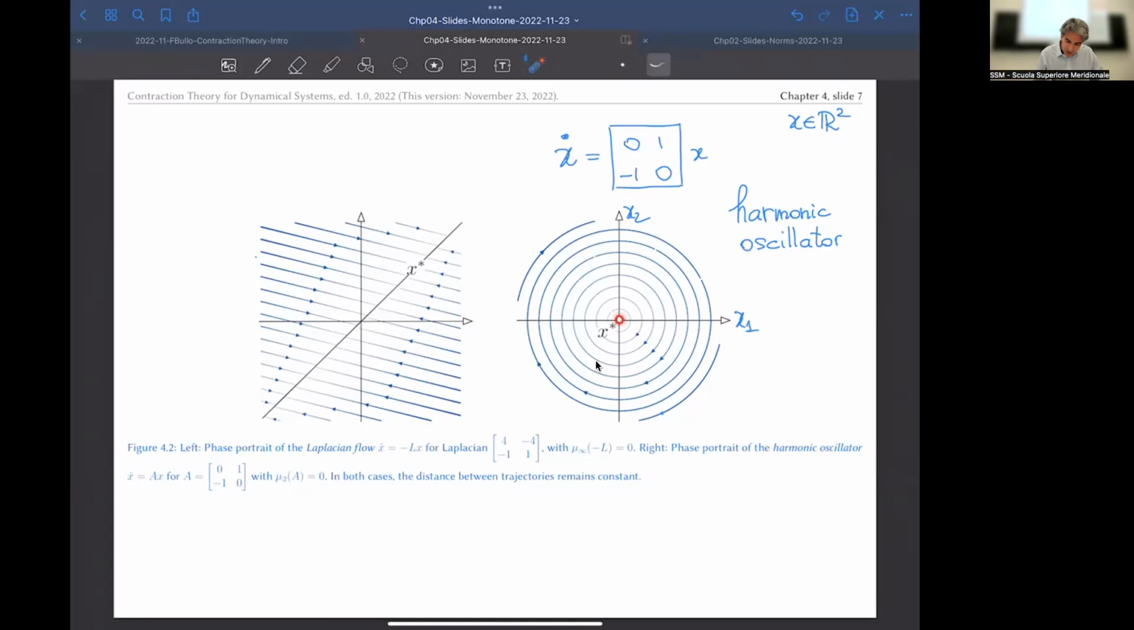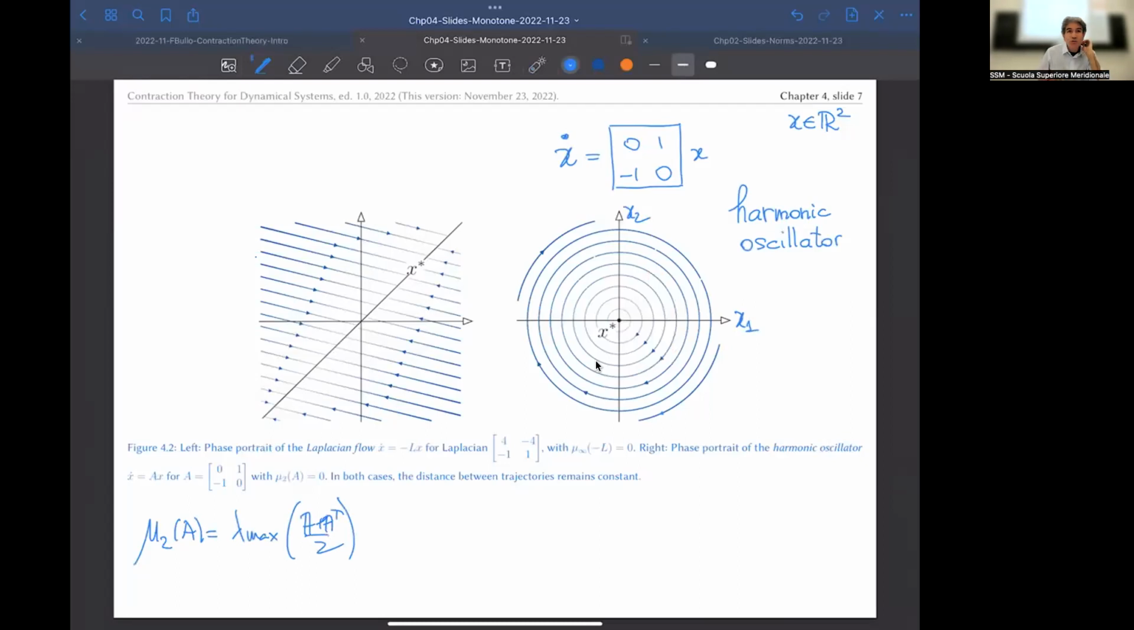Now, one good news is that as I move along this trajectory, the Euclidean distance does not change. This makes sense because, if you remember this, you probably don't remember this formula, but the formula for the log norm with respect to the 2 norm of a matrix was equal to lambda max of A plus A transpose over 2.